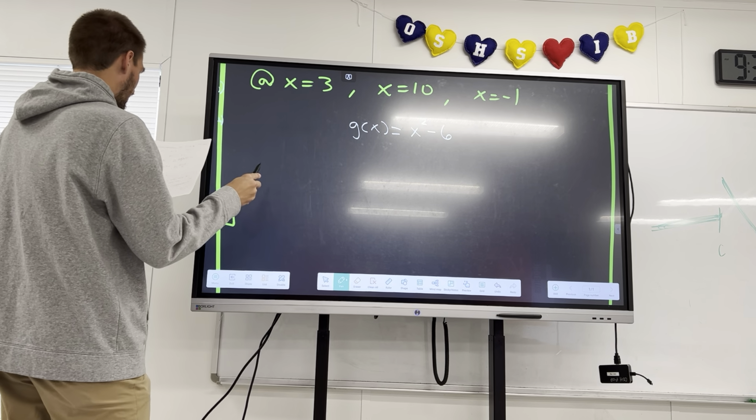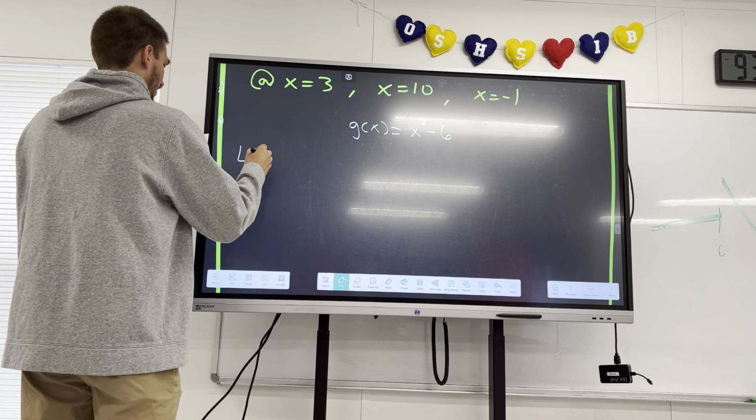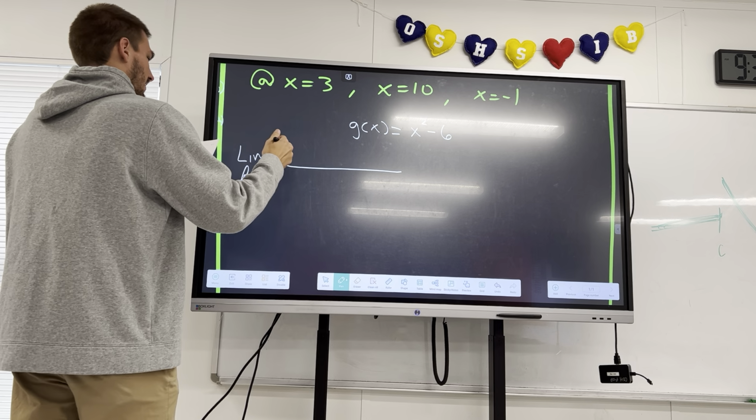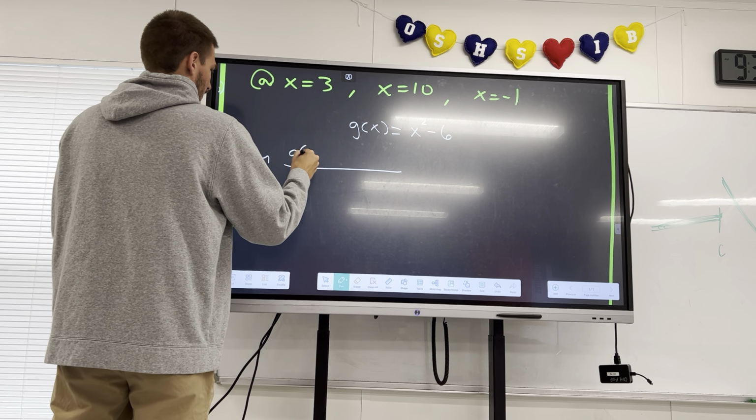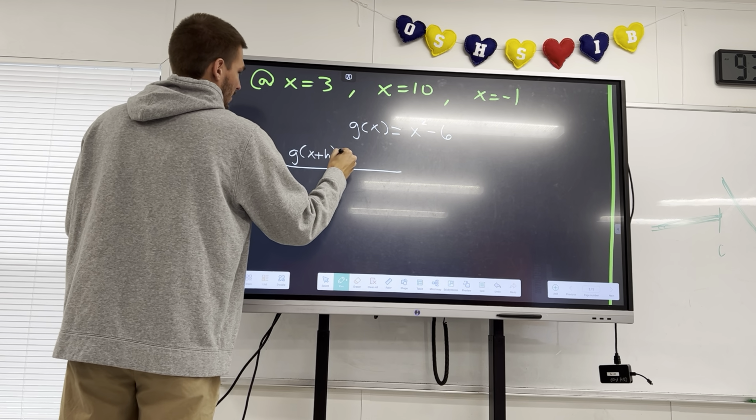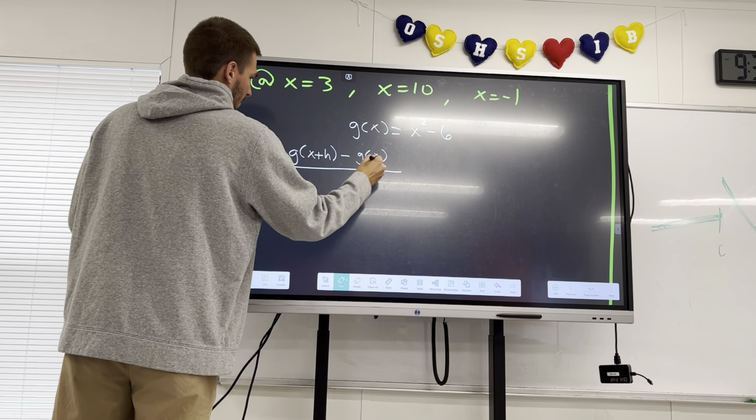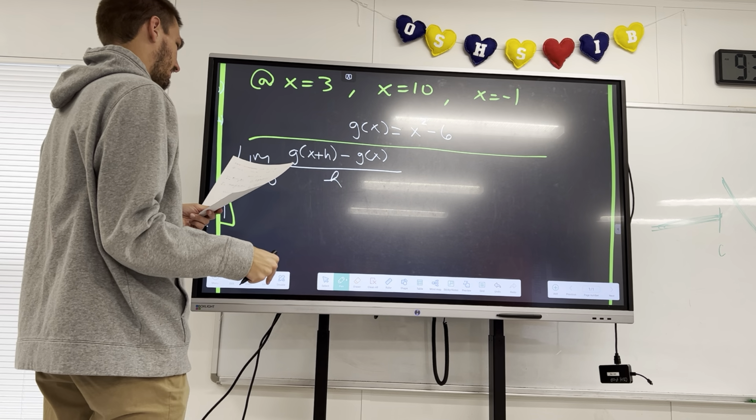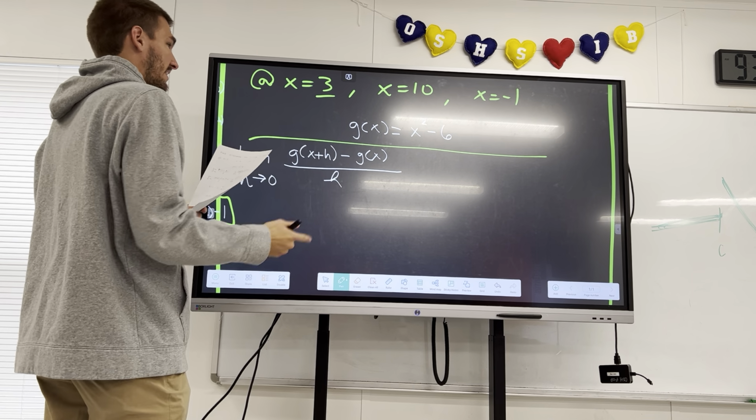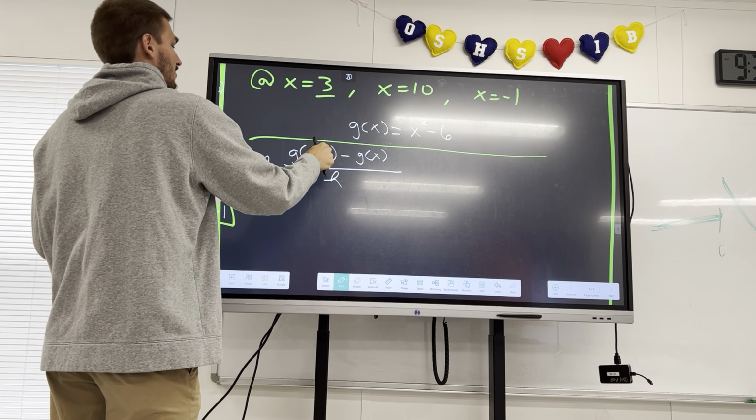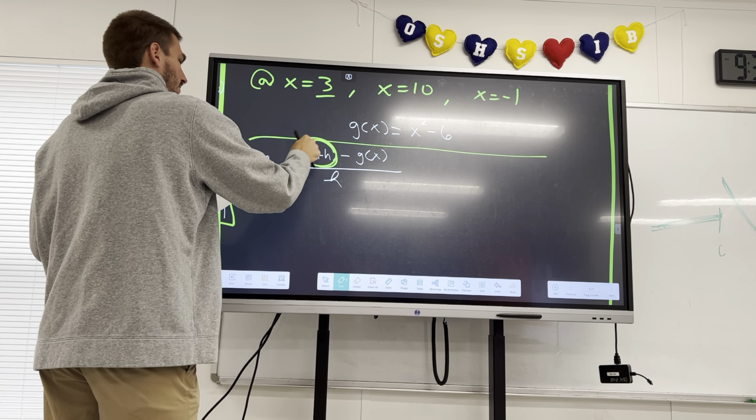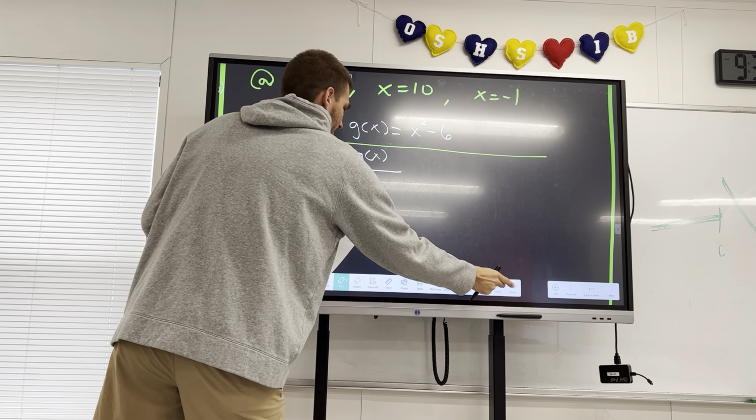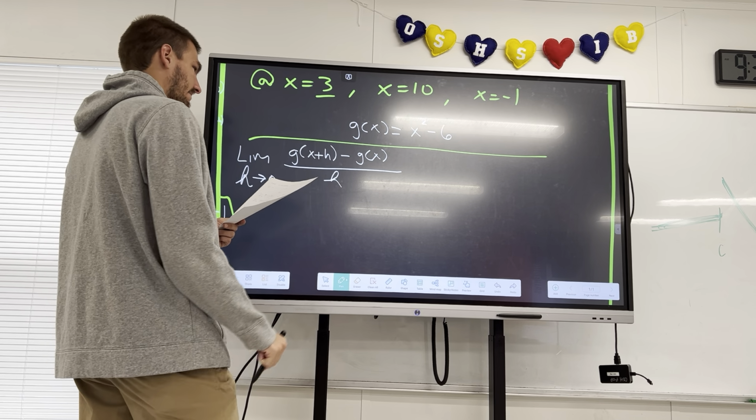I'm going to go relatively quickly because I feel like we're doing great here. The limit as h goes to 0 of the first piece is going to be g of x plus h. And we're going to subtract g of x. The first number we want is 3, and of course we have g right there. Make sure you plug in the x plus h into the x. That is where we're going to get stuck.